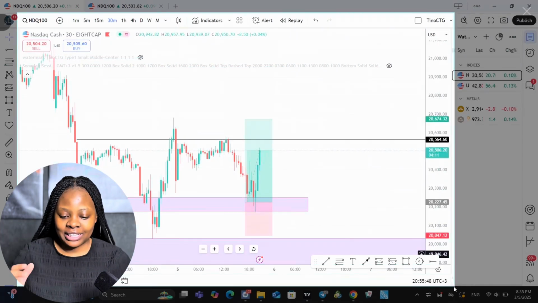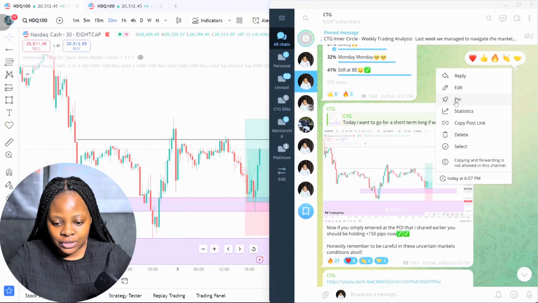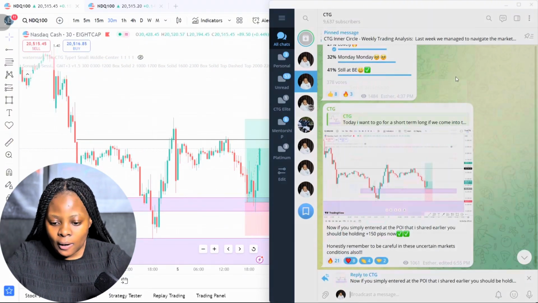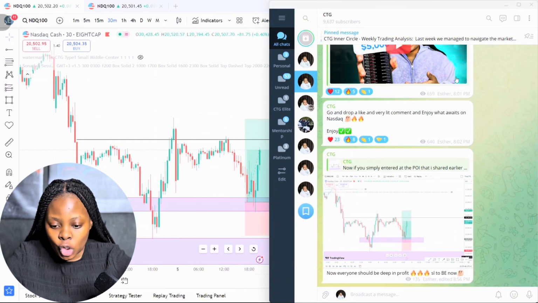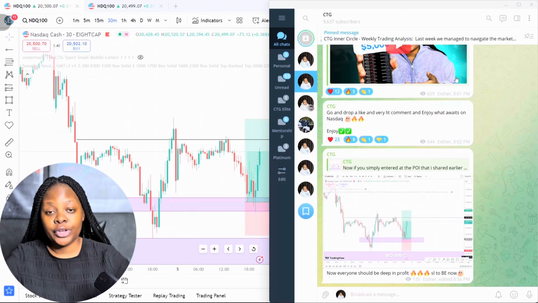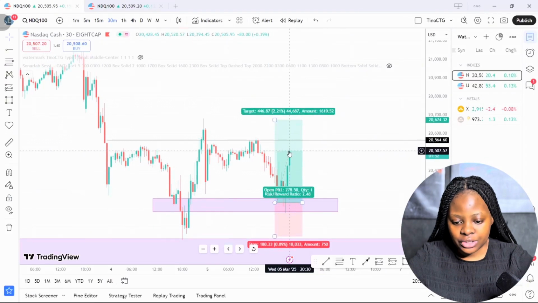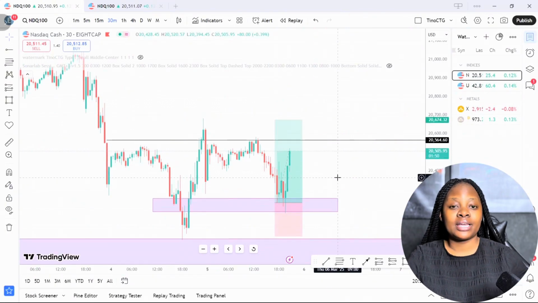And obviously I won't leave the free group hanging. I have to give them an update. Everyone is in profit, right? We are now moving stop loss to break even. Obviously you have to lock in the gains, and you're aiming for obviously higher take profit levels.